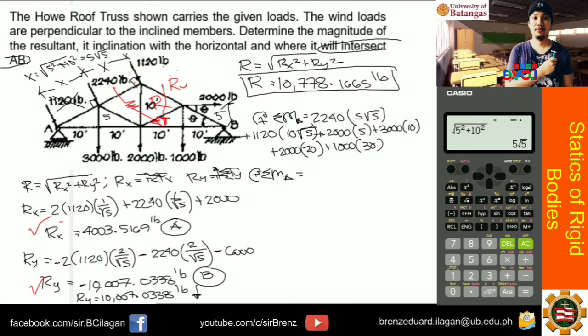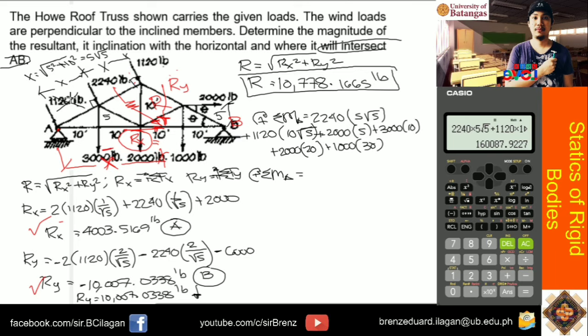Okay? So, that's why kaya natin hinanap yung moment at point A. Pindutin lang natin. So, we have 2240 times 5 square root of 5 plus 1120 times 10 square root of 5 plus 2,000 times 5 plus 3,000 times 10 plus 2,000 times 20 plus 1,000 times 30. That is 160,087.9227. Okay, so this is in pound feet.